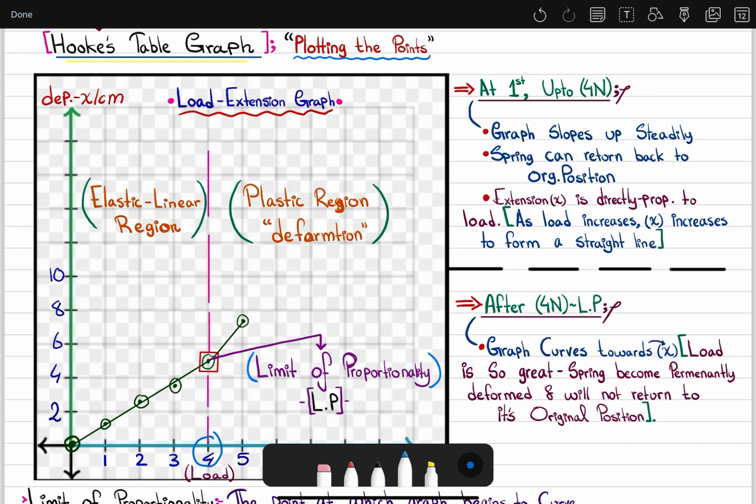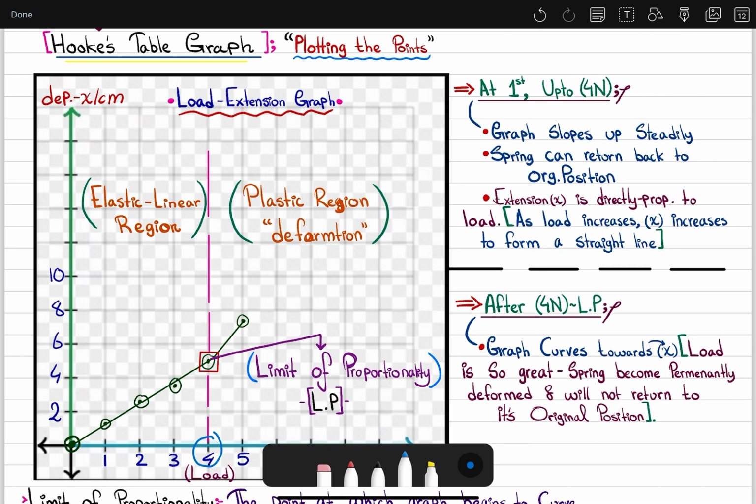But after 4 Newton, something happened. The graph started to bend towards the force applied axis. Why? Because there's something called the limit of proportionality, and the graph has exceeded the limit of proportionality of the spring, okay? So after 4 Newton, the limit of proportionality has been exceeded.